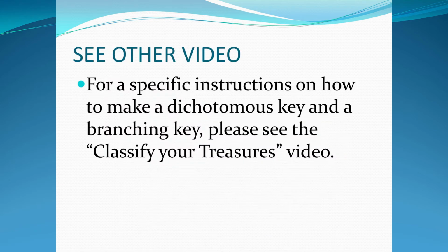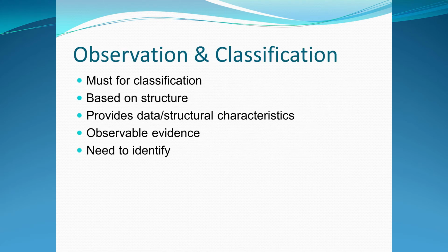For more specific instructions on how to make a dichotomous key and a branching key, see the Classify Your Treasures videos. On your test, you will actually need to be able to make both kinds of keys. I'll give you 5 objects and you have to draw out the key. So be sure to watch that one as well. In general, it has to be based on structure. It provides data, it's observable evidence, and basically we need to be able to identify them.